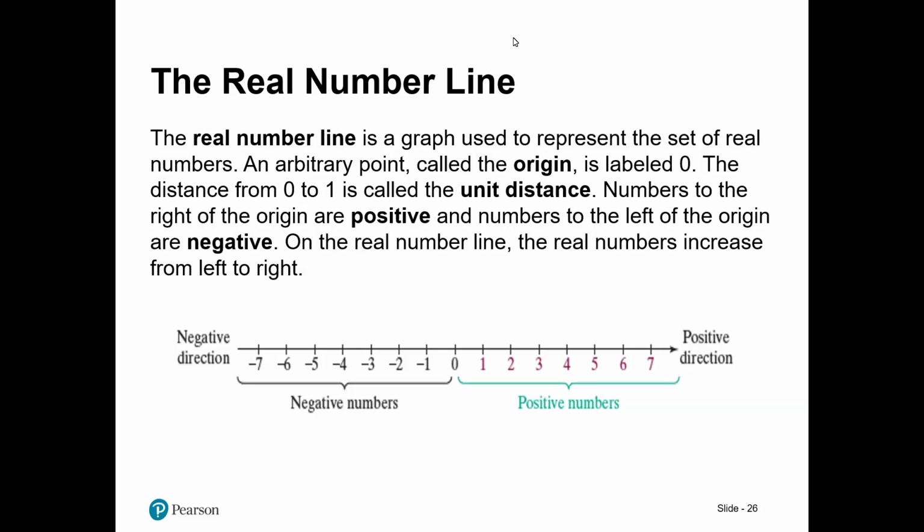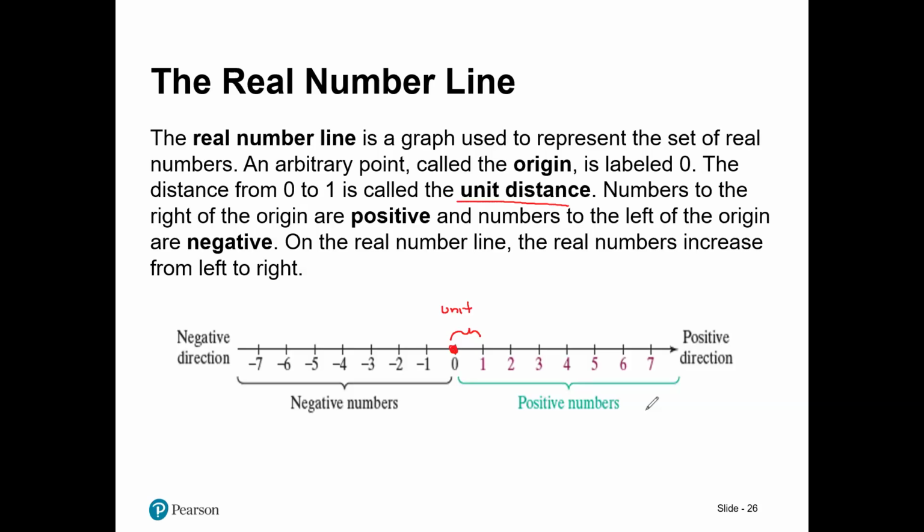A real number line is a graph. It's a one-dimensional graph that is used to represent the set of real numbers. An arbitrary point called the origin is going to be labeled as 0. So right there's my 0. The distance from 0 to 1 is called a unit distance. You may have done this at one point in school, you counted by unit.